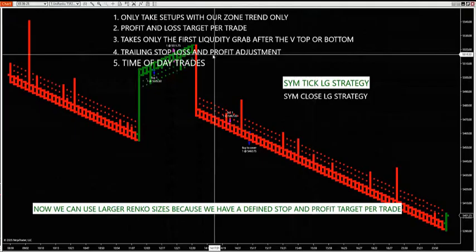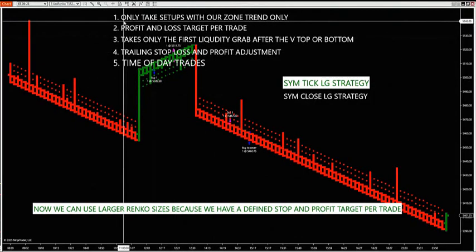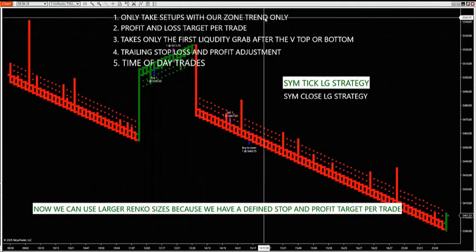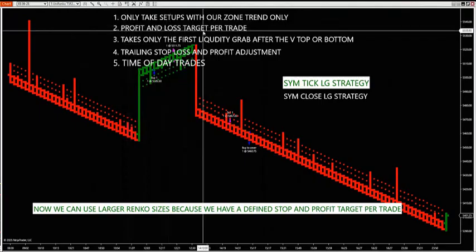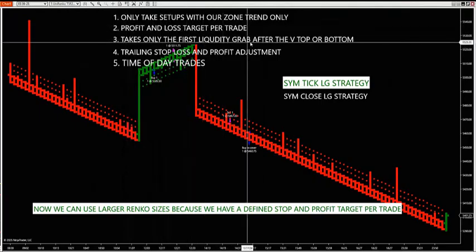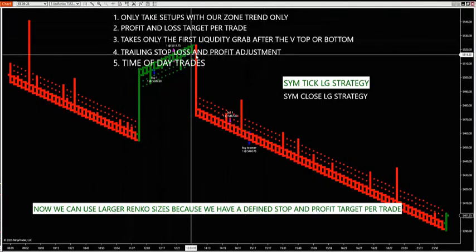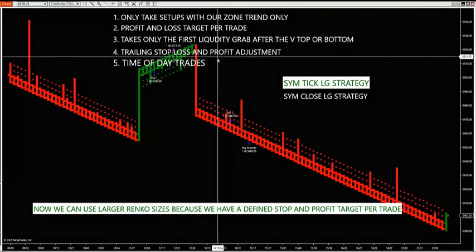Okay. So to reiterate, it's only going to take the setups with our zone trend only. It's now got a profit and loss target per trade. It takes only the first liquidity grab after the V top, V bottom, the trailing stop loss and profit adjustment, and the time of day trades.